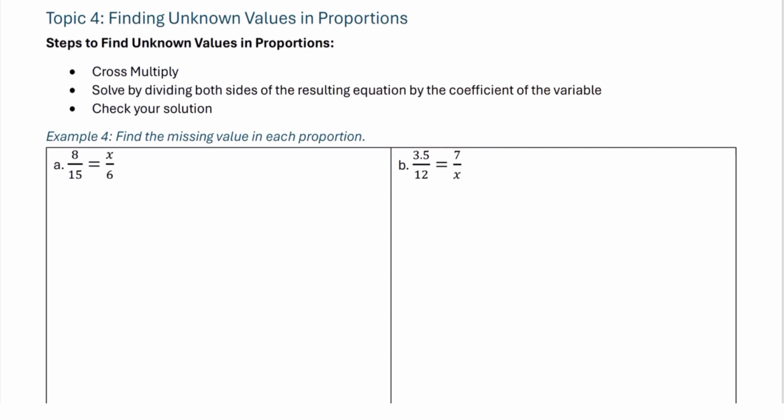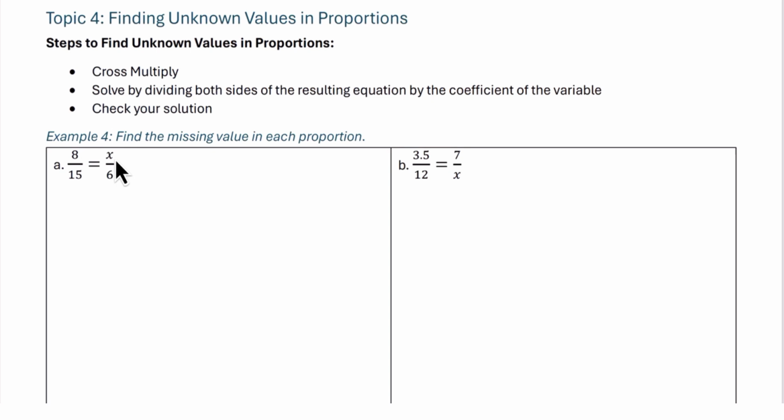To find unknown variables in proportions, we first cross multiply. Second, solve by dividing both sides of the resulting equation by the coefficient of the variable. Finally, we can check the solution. In the first example, we have a proportion.